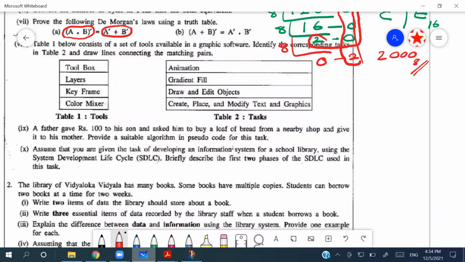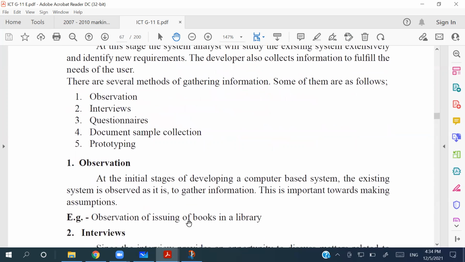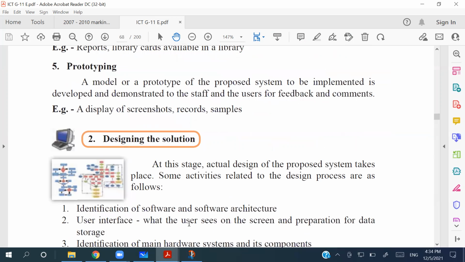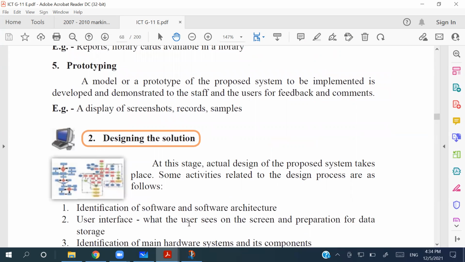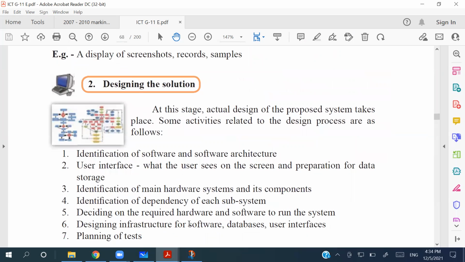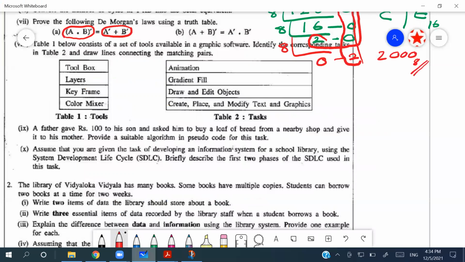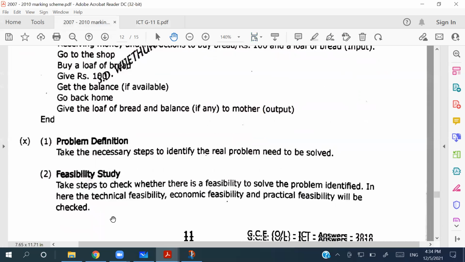Right. And for the second one, the next phase, according to your syllabus, you have to say designing the solution. Right. So you can say at this stage, actual design of the proposed system takes place. Some activities related to the design process are as follows. Making key pack, right? And yeah, that's all. Those are the 2 phases, right? So you have to go through those things, right?